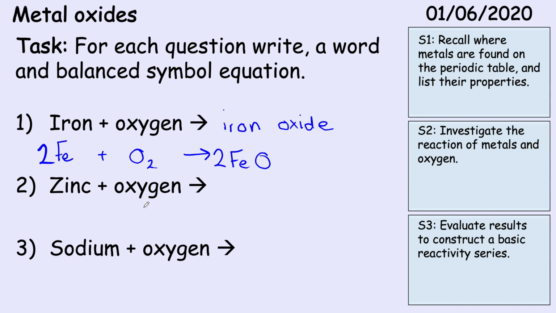To do zinc and oxygen, it would be zinc oxide. And to turn this into a symbol equation, zinc is Zn, oxygen is O2, goes to give ZnO. Now hopefully you see a pattern. To balance it, it's a 2 here and also a 2 here. This last one is a little different. It still has the same product, and you follow the general formula. Sodium and oxygen gives you sodium oxide.